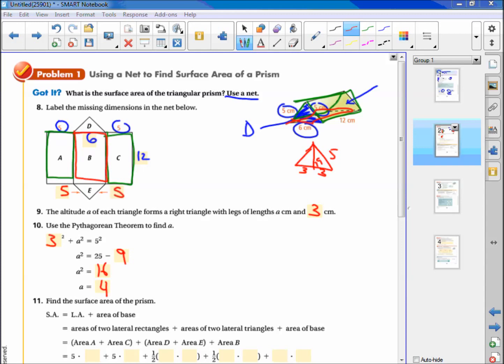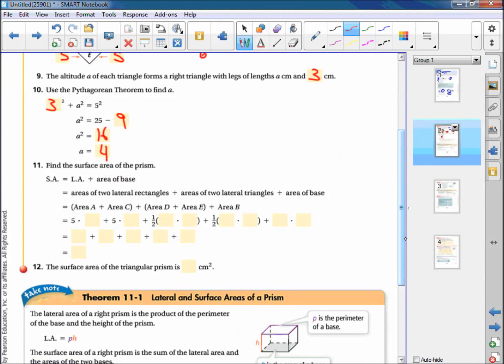So we can now find the area of one of those triangles because we know that this is 4 and this is 6. All right, so find the surface area of the prism. Our surface area is going to be equal to all of the sides added up.